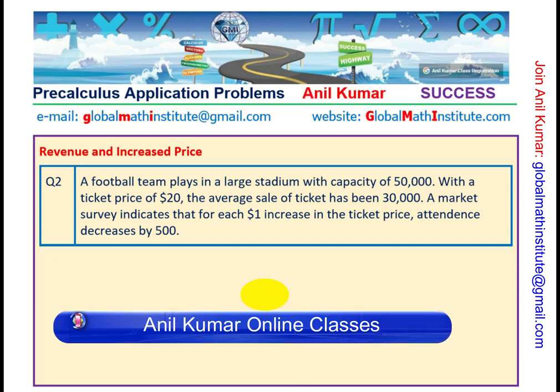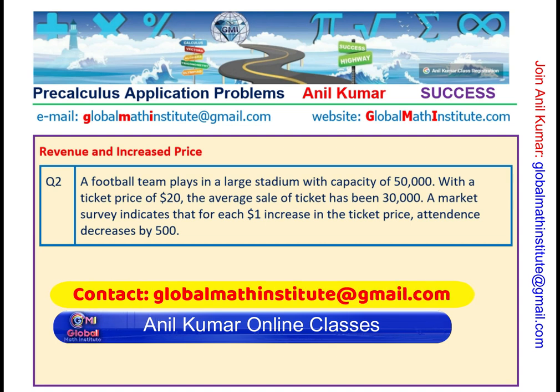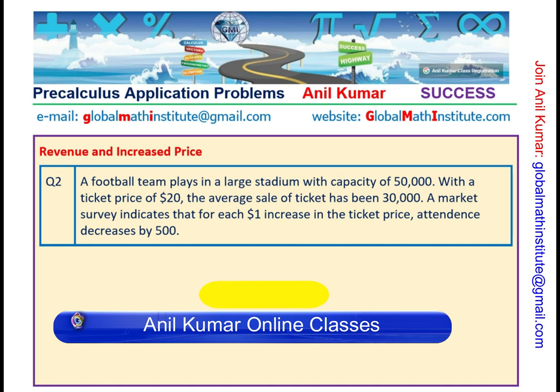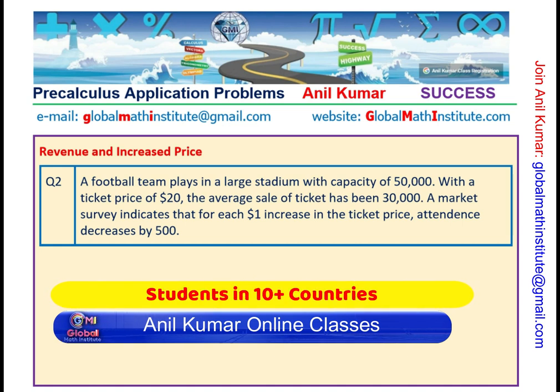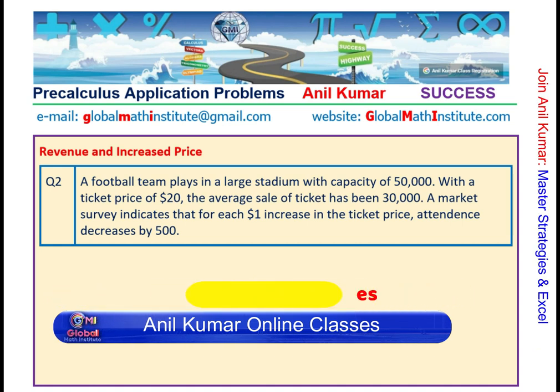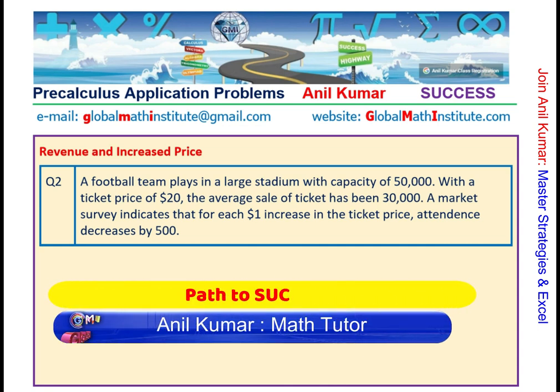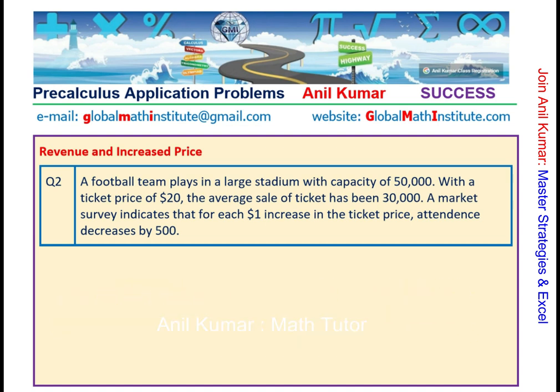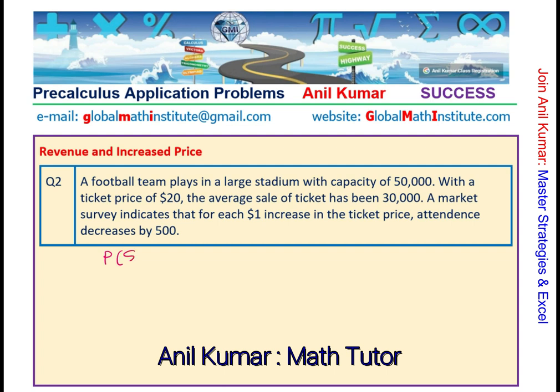We're given that a football team plays in a large stadium with capacity of 50,000. So that's the maximum capacity. With a ticket price of $20, the average sale of the ticket has been 30,000. We need to understand this statement, right? So let's say that the price in dollars, for example, is $20. In that case, how many tickets are being sold? 30,000.